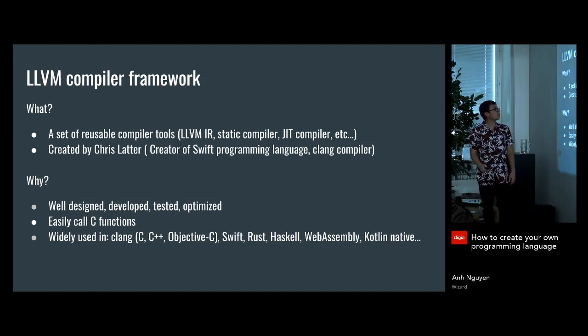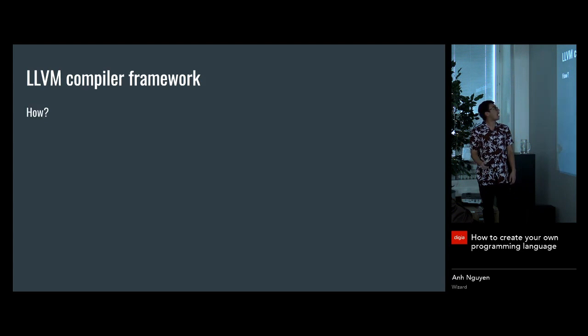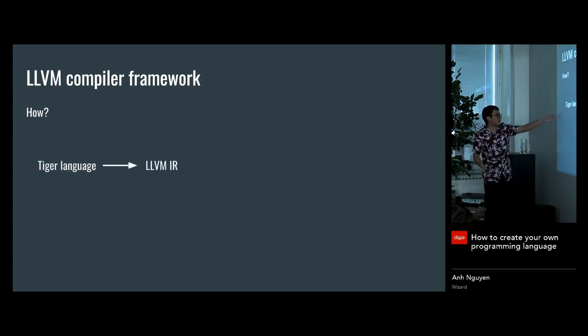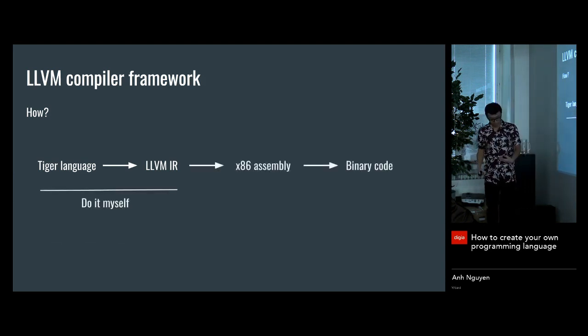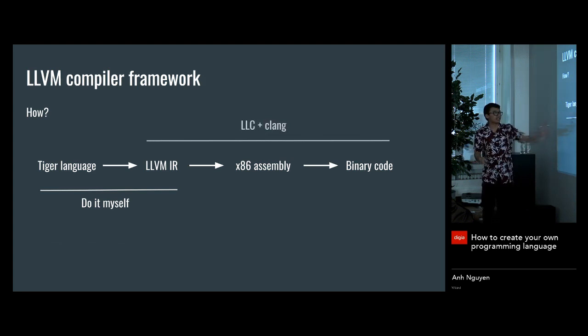So how do I use the LLVM compiler? Actually, LLVM is a set of tools, and I only use 2 or 3 tools. I'll speed up. I write the compiler to compile the Tiger language to LLVM IR, and then after that I use several tools provided by LLVM to compile from LLVM IR to binary code. They are LLC and Clang.